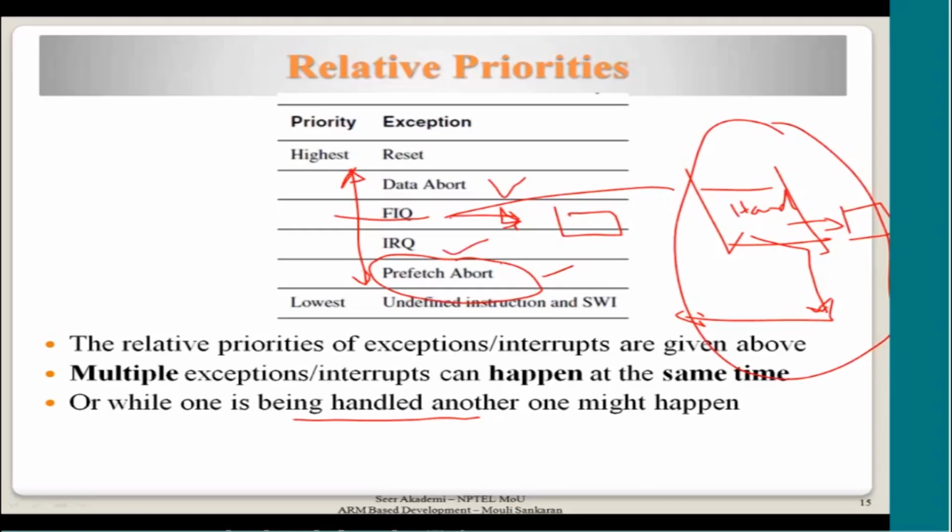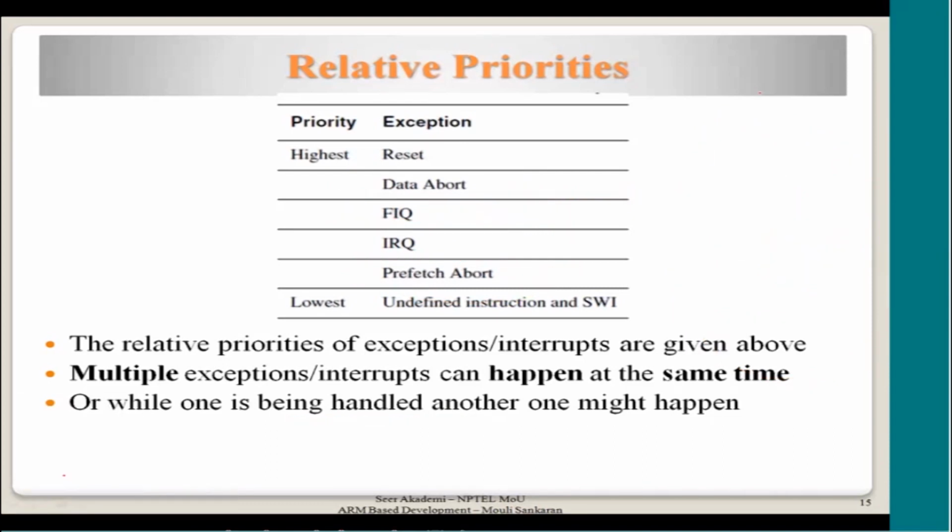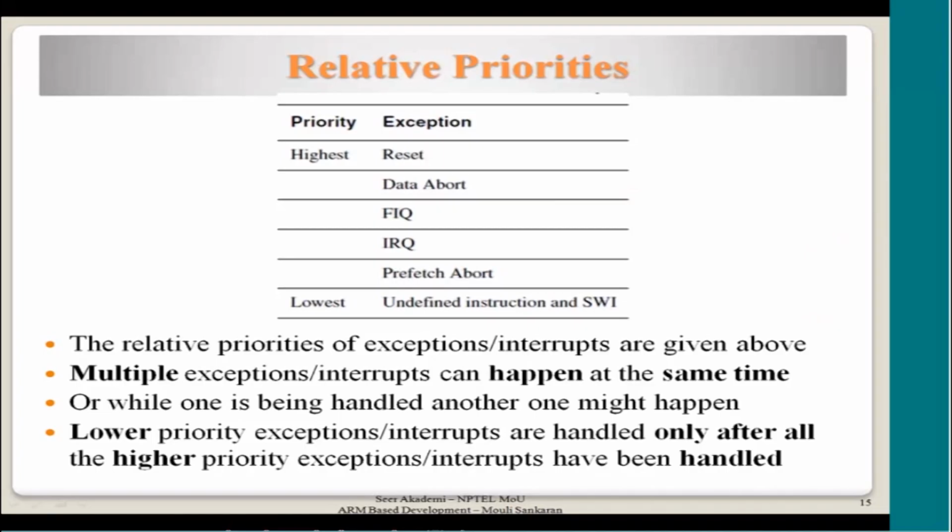Suppose it is the IRQ handler and an interrupt has happened while it is being handled. It will not respond to IRQ until the handler is done with that, and IRQ will be enabled and then it will do. These things I will explain in detail when I am handling how to write handlers for all of them. But have this idea in the background. It will help. Lower priority exceptions are handled only after the high priority exceptions are handled.